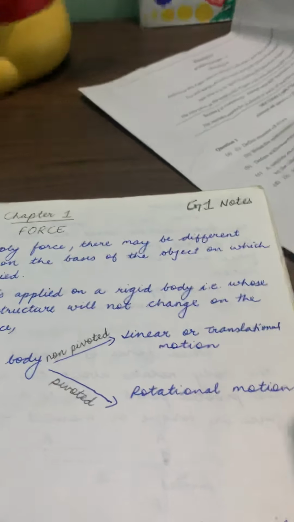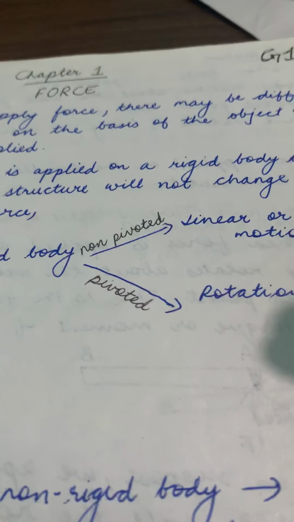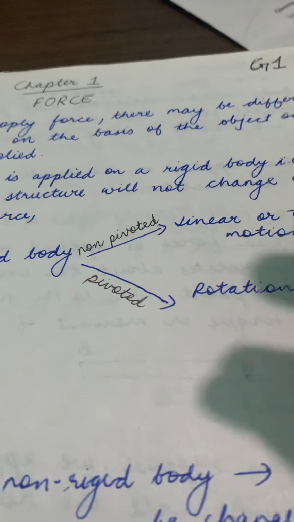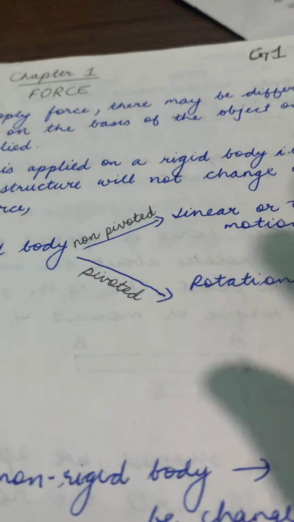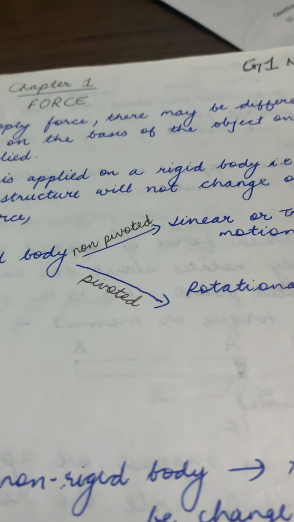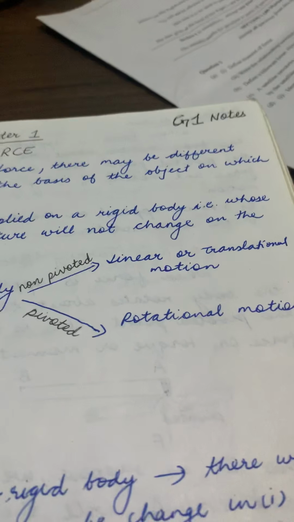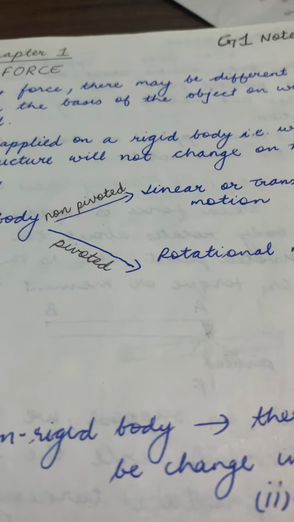Now a rigid body can be a pivoted body or a non-pivoted body. Now what is pivoted and what is non-pivoted? Pivoted means it is fixed, non-pivoted means it is not fixed. I'll give you an example of non-pivoted first. Suppose a football is lying on the ground, it is not fixed, it can move. If you kick the football, it will move straight, that is, it will follow linear or translational motion.